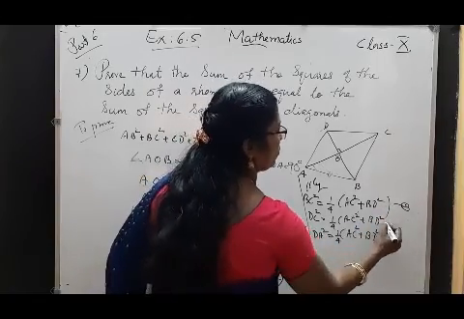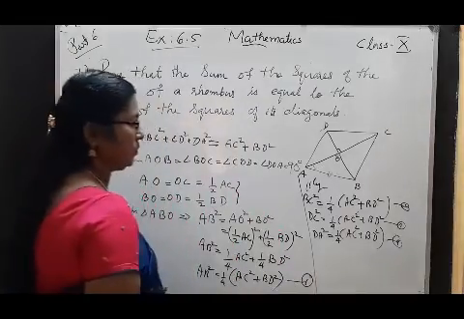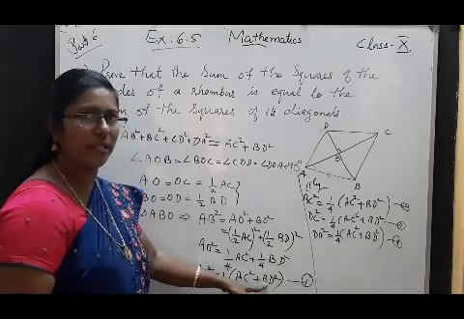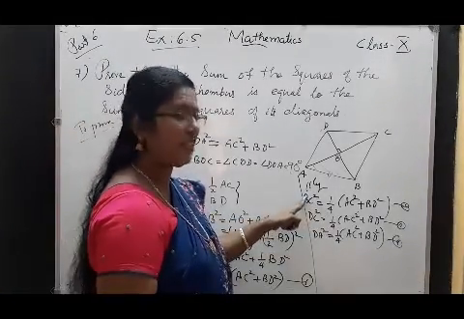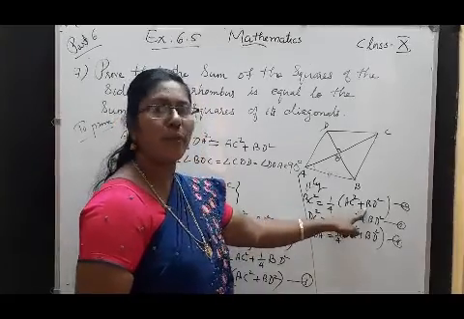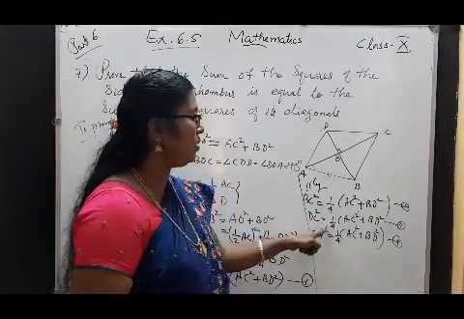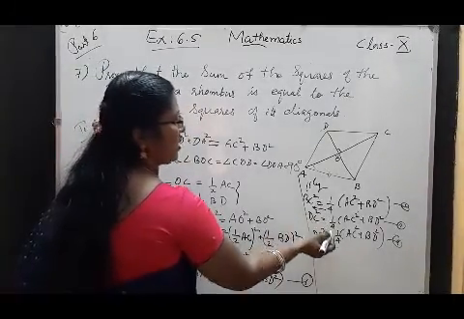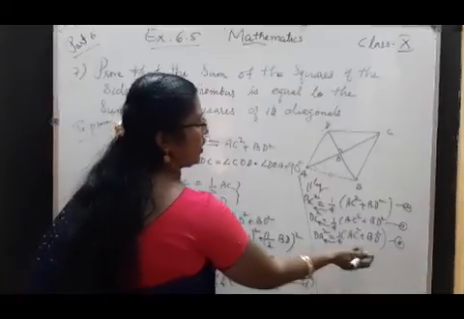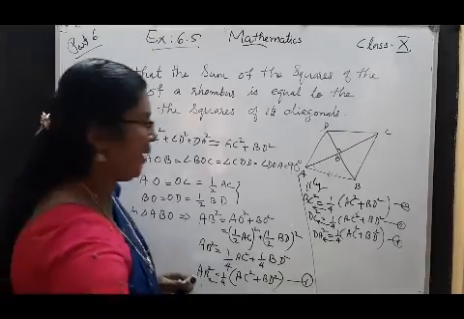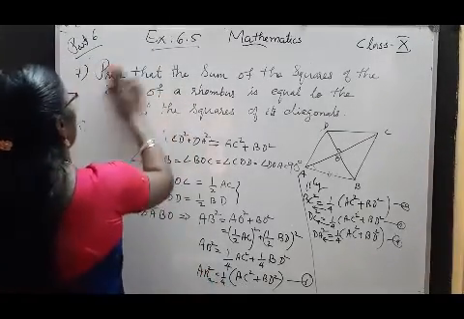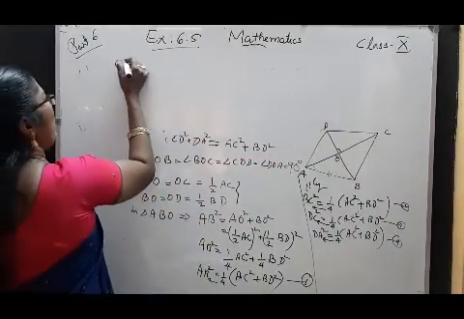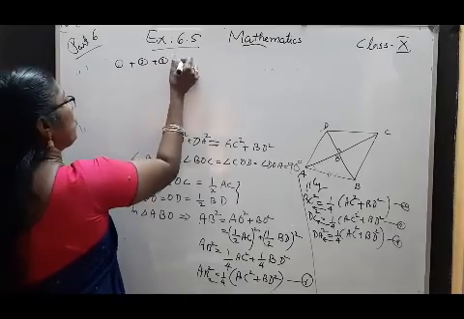This is equations 2, 3 and 4. Then you can write this as 4 AB square equals AC square plus BD square. Then transpose the 4 to the left side: 4 BC square equals AC square plus BD square, 4 DC square equals AC square plus BD square, and 4 DA square equals AC square plus BD square. Then adding 1 plus 2 plus 3 plus 4.